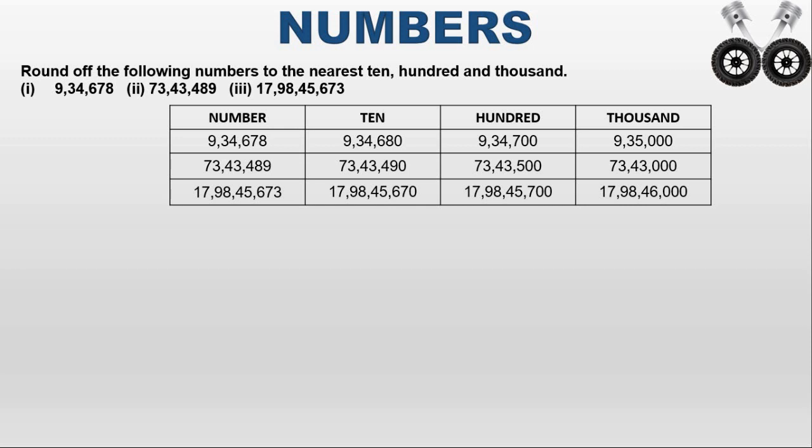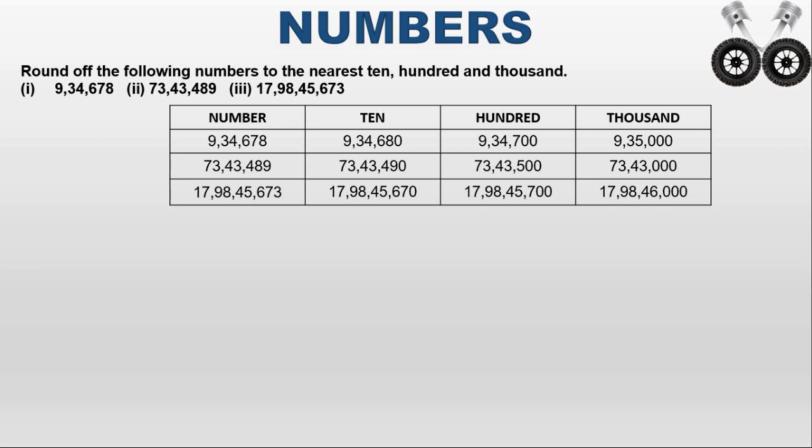9,34,678. So first we have to round up to the nearest 10. What is in the 10th position? 7. So you have to see the right side number. What is the right side number? 8. It is greater than 5. That means you have to add 1 to the 7. So we get the answer 9,34,680.